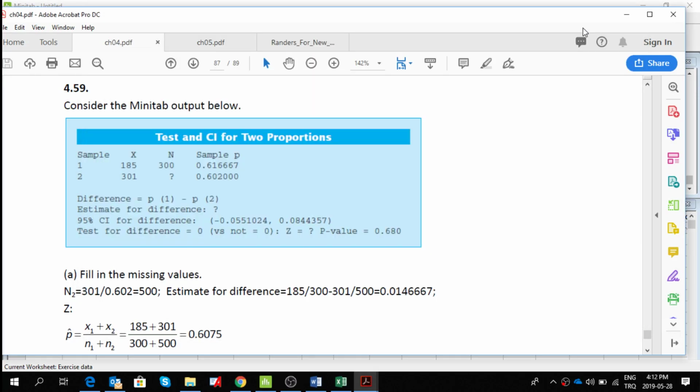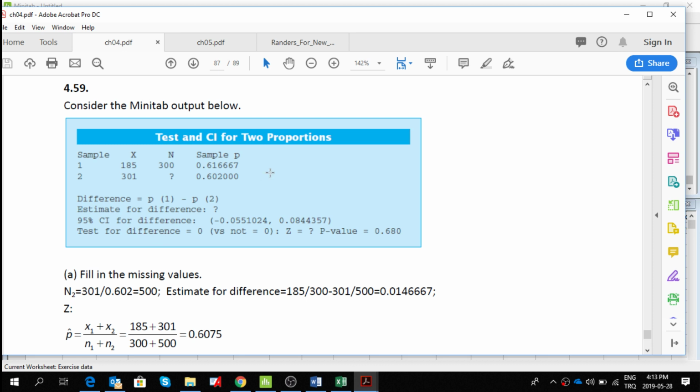Okay, I'm going to talk about question 59 in chapter 4. A Minitab output is given below. There are some question marks in here, and in the question they are going to ask us to find these question marks. So this Minitab output is about a hypothesis test and confidence interval for two proportions.